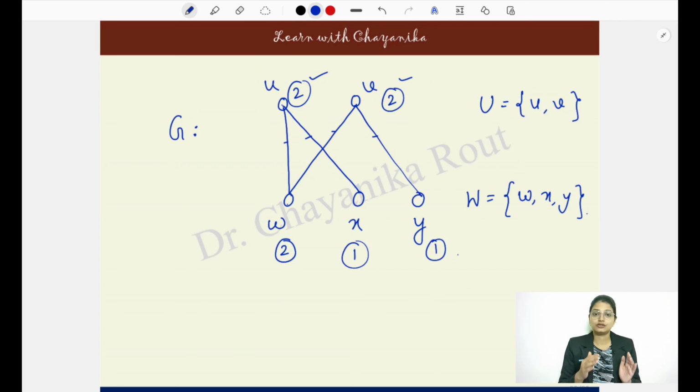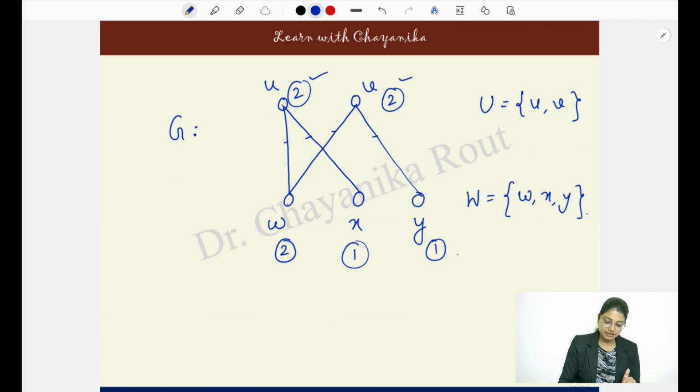That means in any bipartite graph, if we know the degrees of the vertices of any one partite set, we sum the degrees of all the vertices in that particular partite set, we get the size of the graph. The same thing we can do for the other partite set also. So in a bipartite graph, be it complete bipartite or not, if we add up the degrees of the vertices lying in one partite set only, we can get the size of the bipartite graph.